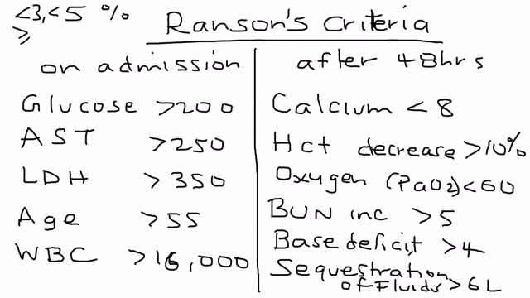But if you have greater than or equal to 3 of these Ranson's criteria, the mortality can be very high, 15 to maybe 20%, which is quite significant. So let's look at the treatment now.